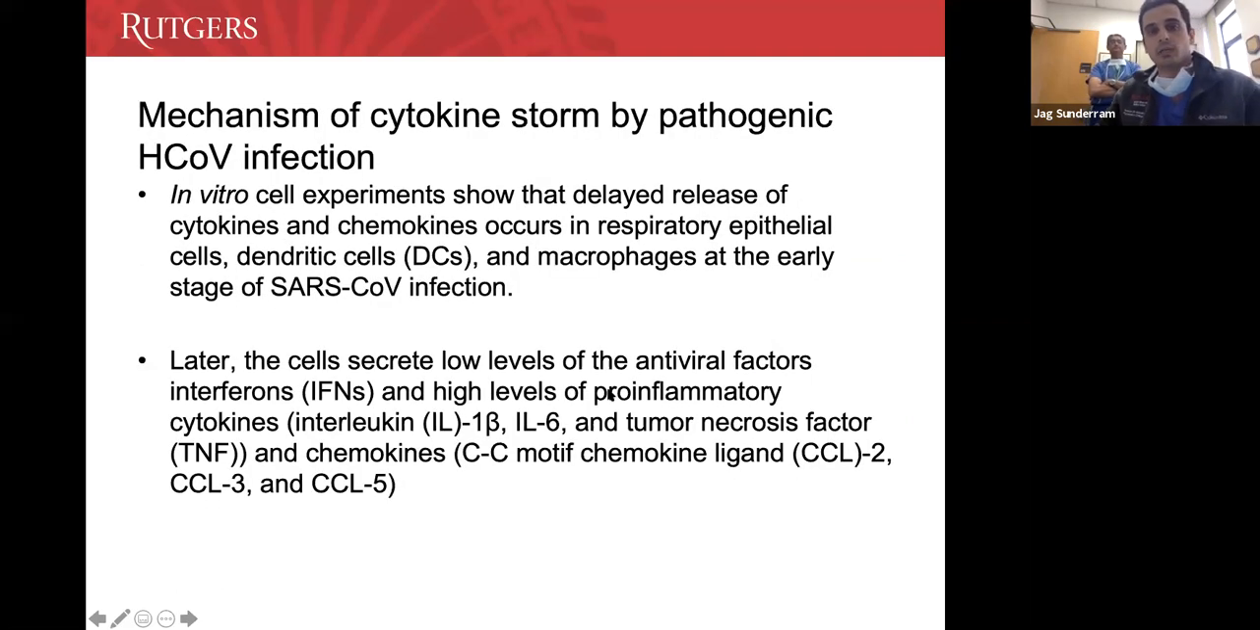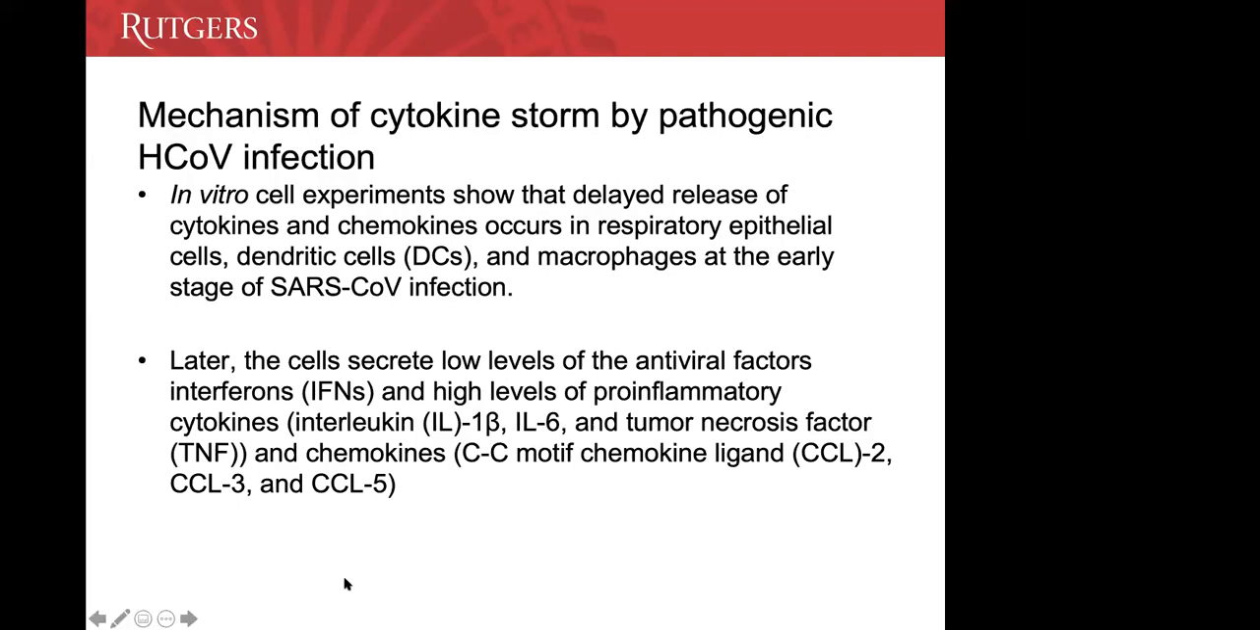So how does cytokine storm happen in patients with COVID? We know that in vitro, there is a delayed release of cytokines and chemokines that is due to the infection with the COVID-19 virus. Later on, there's a surge in pro-inflammatory cytokines in these patients, such as IL-6, IL-1, TNF, and a number of chemokines.